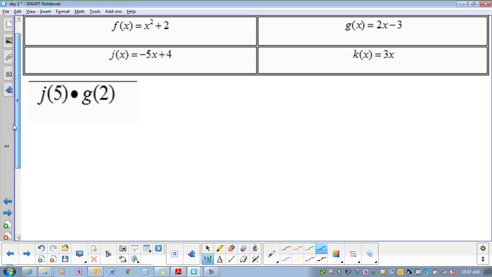So why don't you guys try this? Get a head start. Find J of 5, then find G of 2, and then multiply your two answers together. Okay? Try that, please.